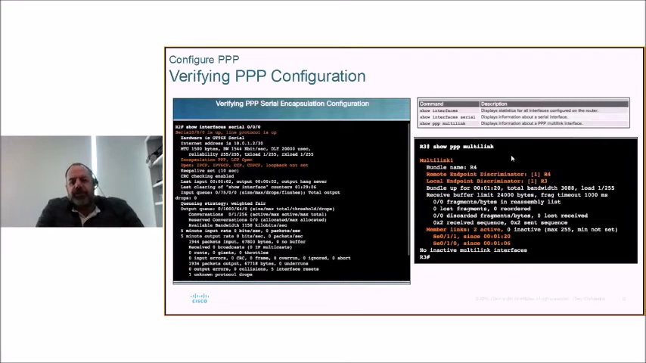So here we're doing show PPP multi-link. You can actually have a look what it is. And so bundle name R4. And so basically you can see that you've got 2 member links active. So serial 0/1/1 and serial 0/1/0.